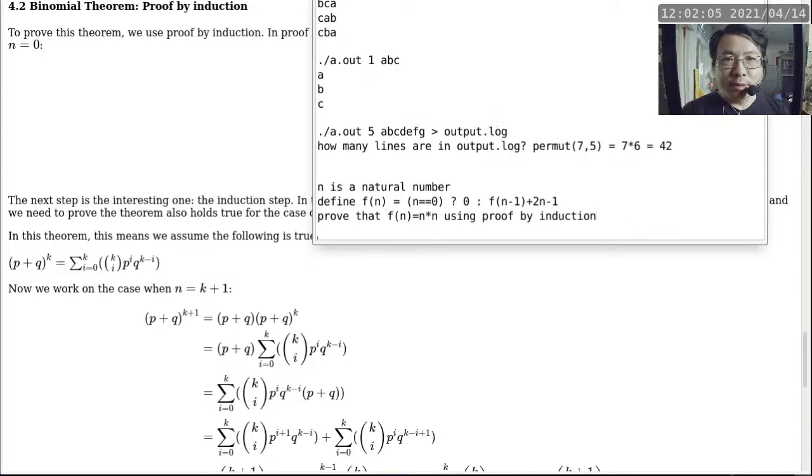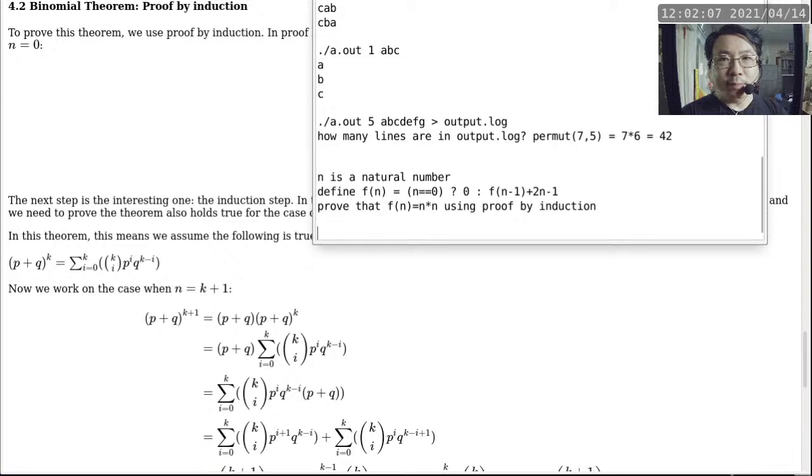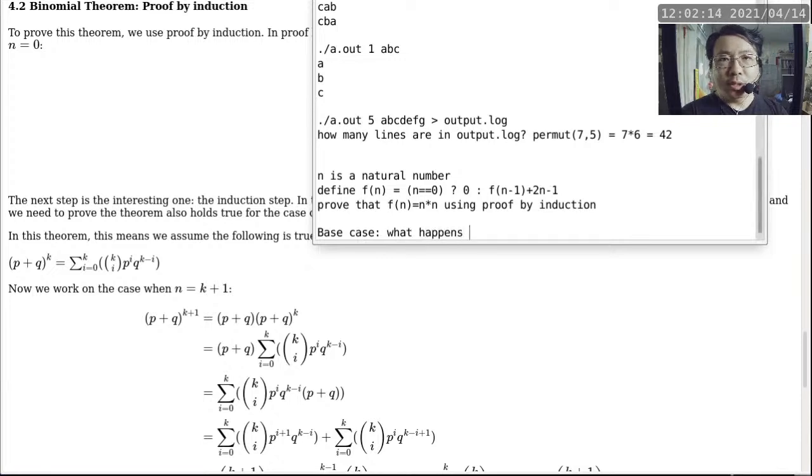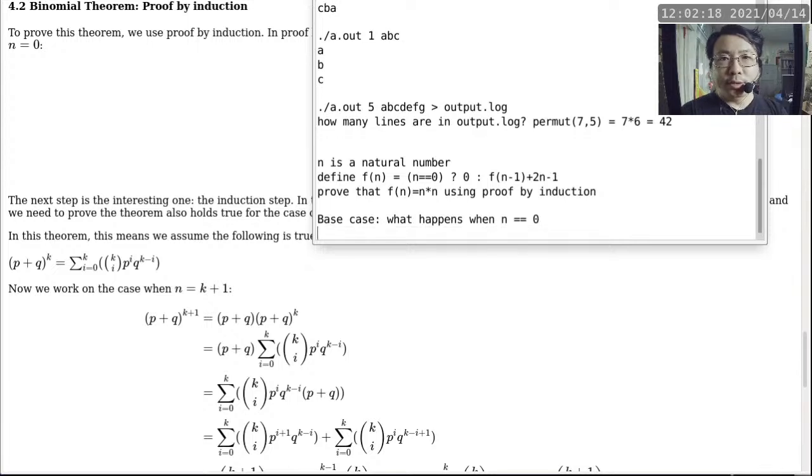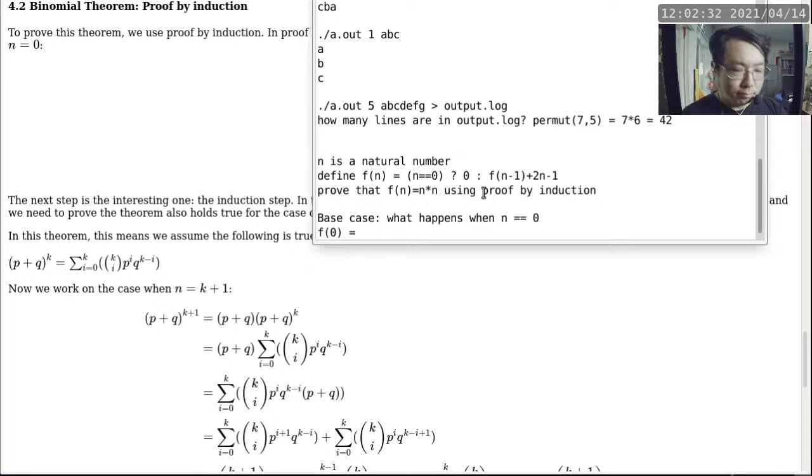All right, so let's go ahead and do this. The base case of proof by induction is basically to say, what happens when n equals 0. On one side, we want to evaluate f of 0. What do you think f of 0 should become? What is the value of f of 0 given that we define f of n up here? I'll give you some time to think about it and let me know what the answer is supposed to be.